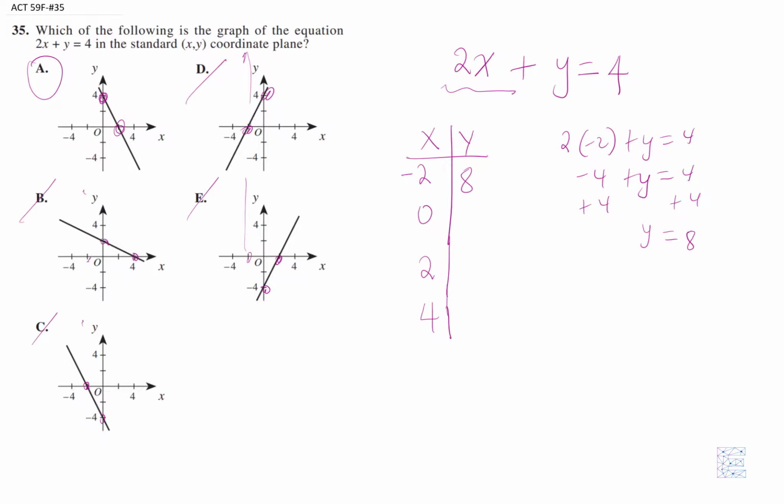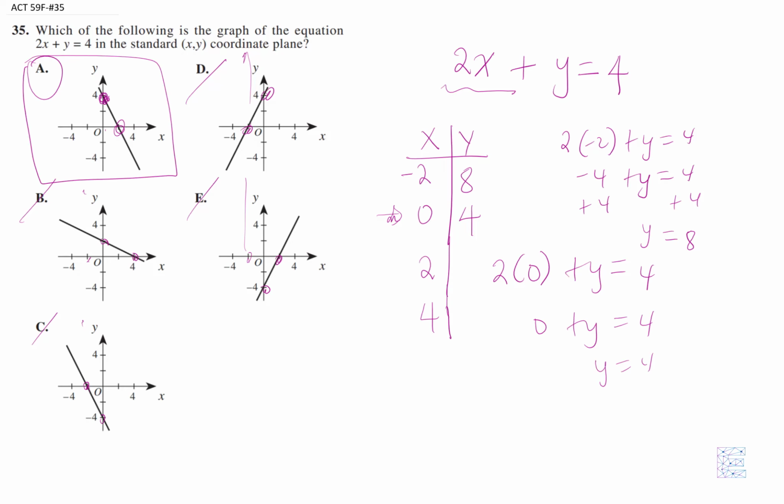But if you wanted to really prove this, we can plug in another point, which is 0. So we would have 2 times 0 plus y equals 4. So 0 plus y equals 4. Therefore, y is 4. So when x is 0, y is 4. That makes it certain that A is the answer to this question.